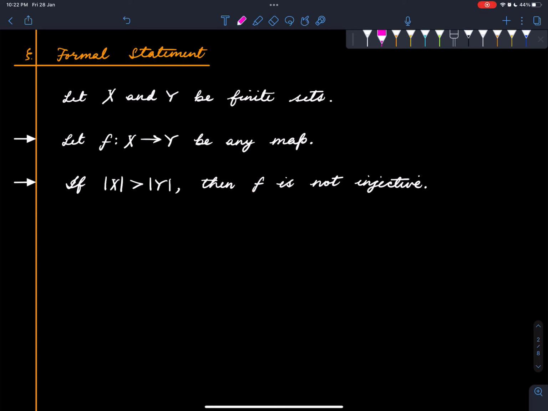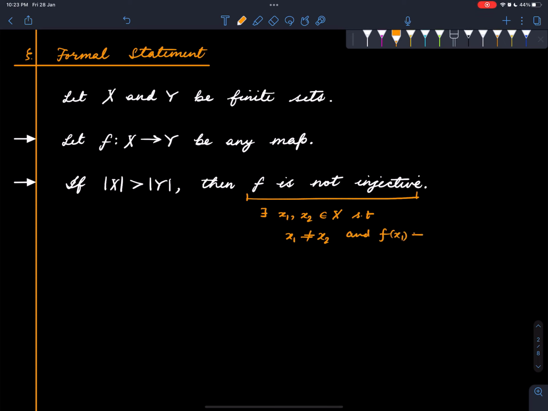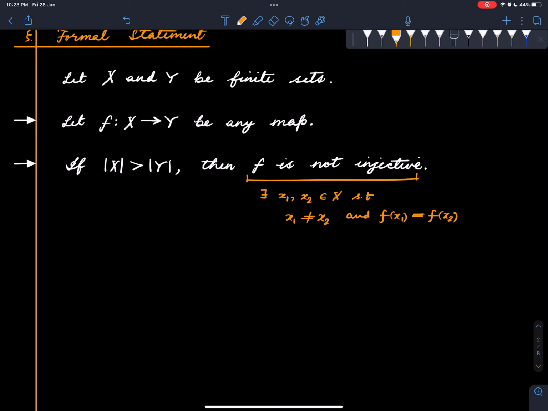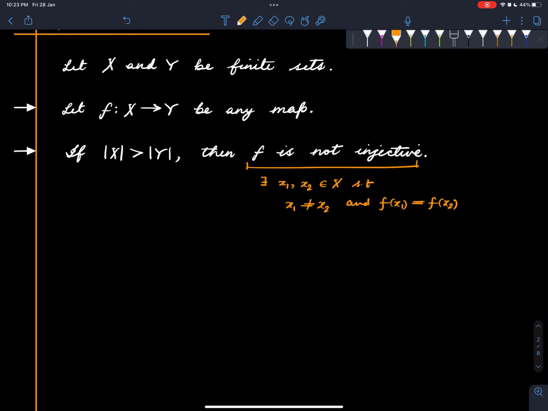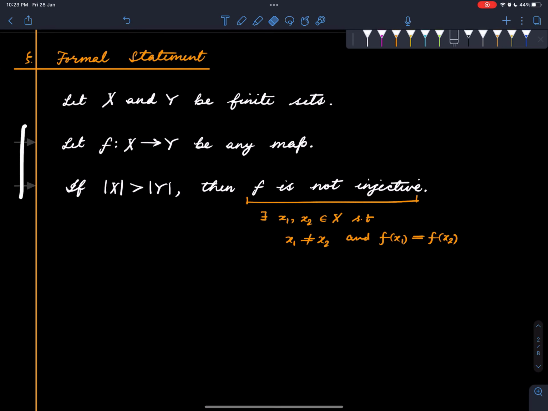What this means is, f is not injective is the same as saying that there exist x1 and x2 in X such that x1 is not equal to x2 and f(x1) equals f(x2). So there are 2 different points in the domain which are mapped to the same point in the target under f. So that's what it means for f to be not injective, and this is exactly what we said earlier in the previous slide.